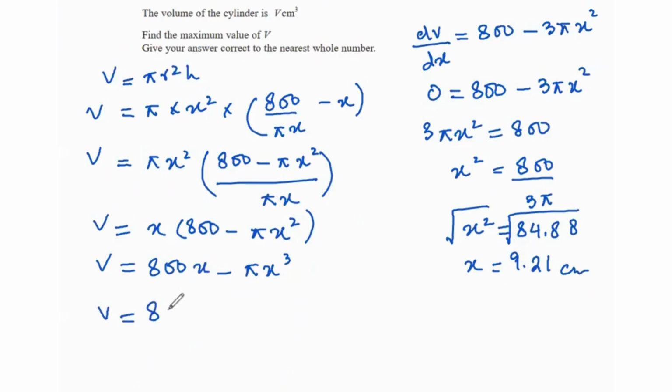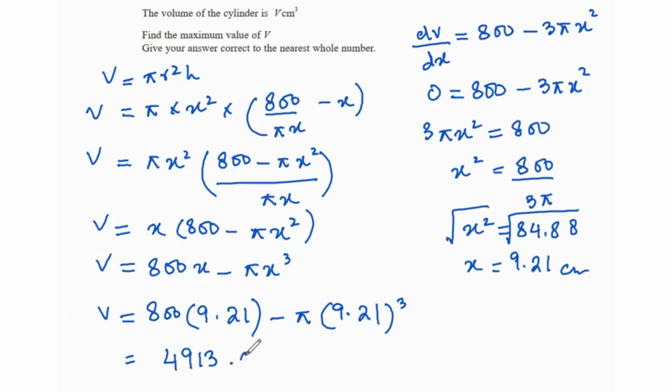That's going to be 800 times 9.21 minus pi times 9.21 cubed. That's going to give us 4,913.69. We want the answer to the nearest whole number, so that's 4,914 centimeters cubed.